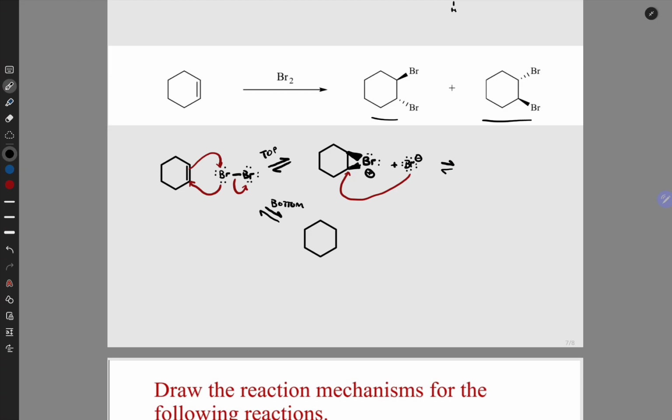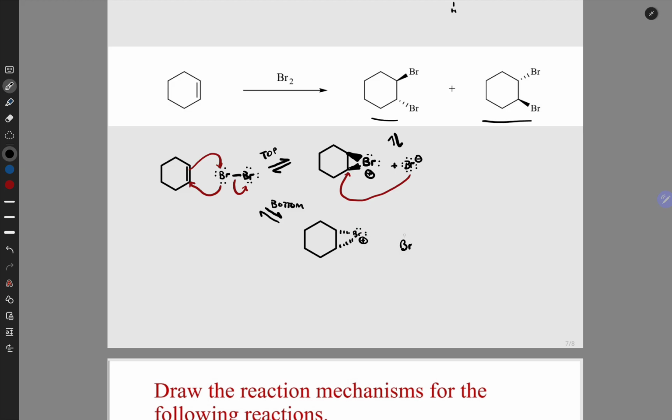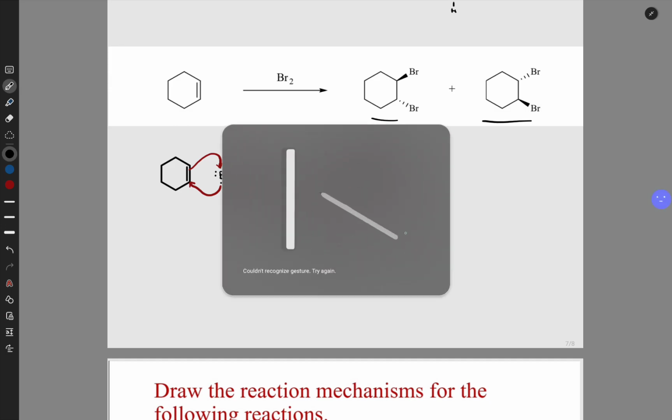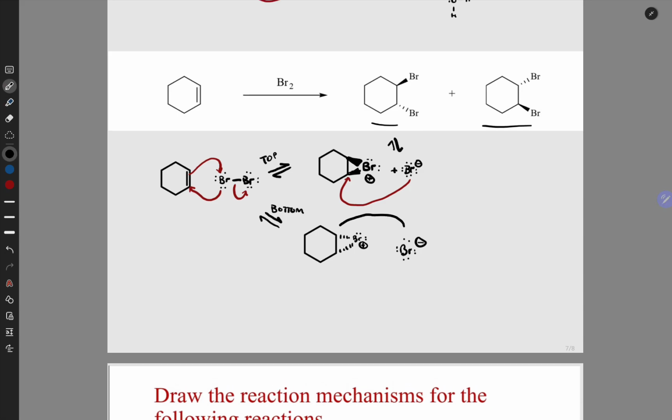and this will form our, I'll just write the product. This will form our product right here. Awesome. Same thing will happen if our bromine is on the bottom here. And the bromine ion will attach from the top. Attack from the top. Well, let's see. Really doesn't matter where they attack from, because it'll end up with the same type of mixture.